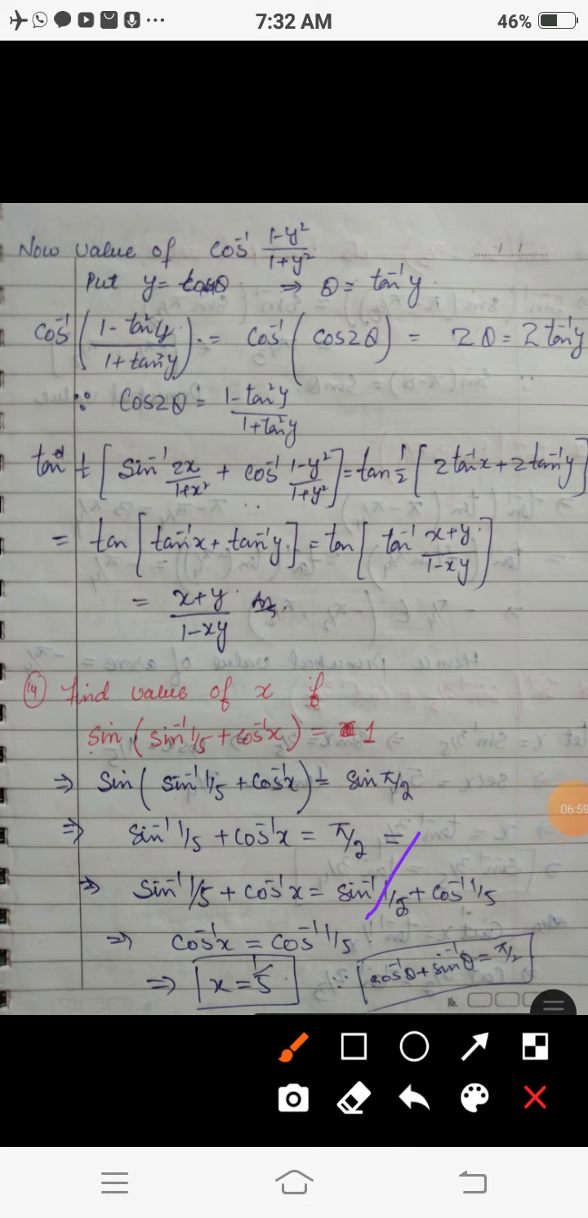Here this sine inverse 1 upon 5 will cancel, so we simply get cos inverse of x equals cos inverse of 1 upon 5, which implies that x equals 1 upon 5. So x equals 1 upon 5 is the required value of x when sine of (sine inverse 1 upon 5 plus cos inverse x) equals 1.